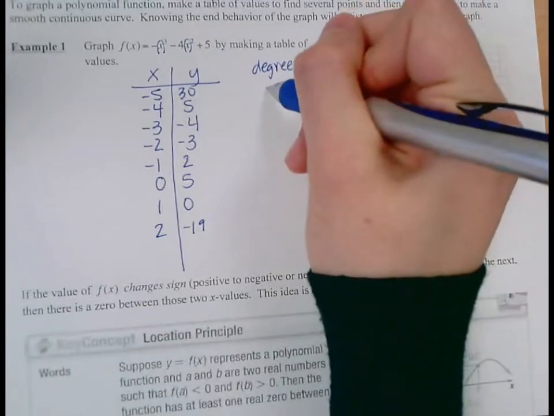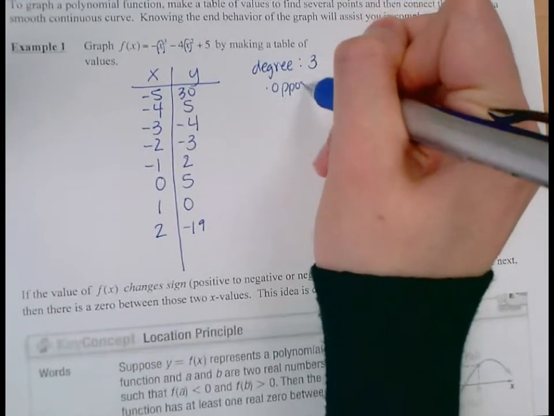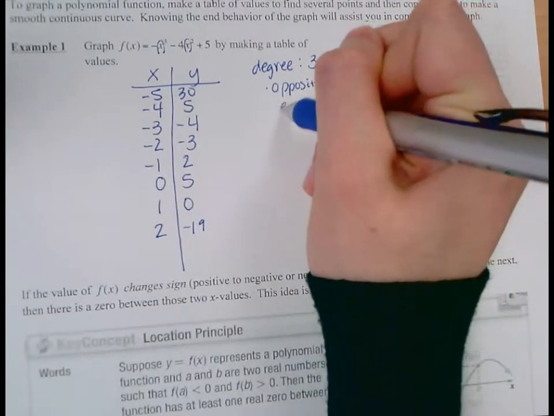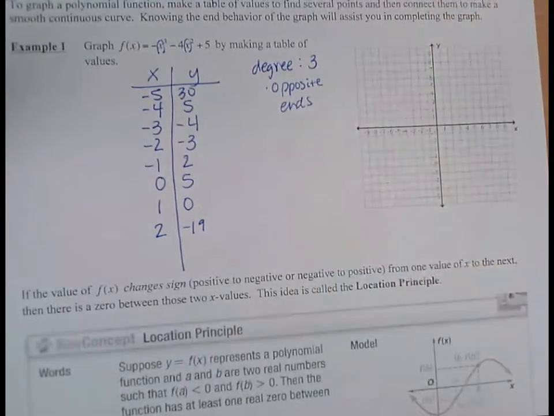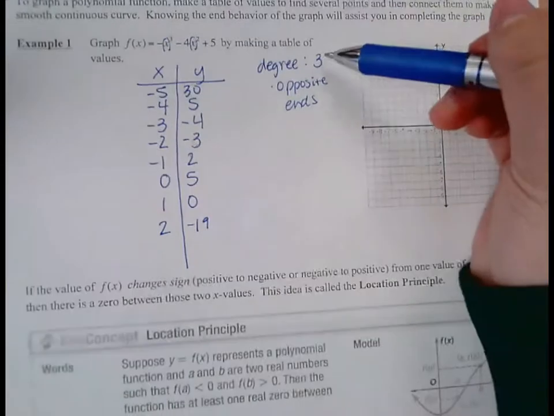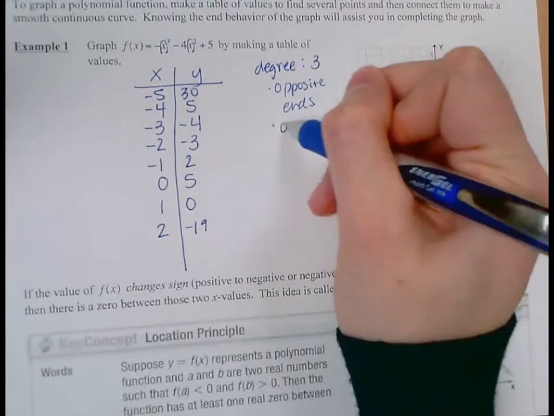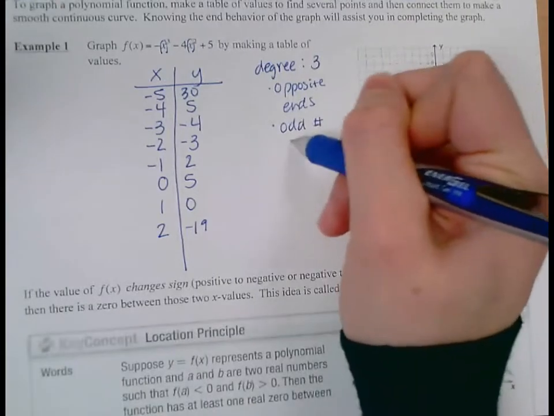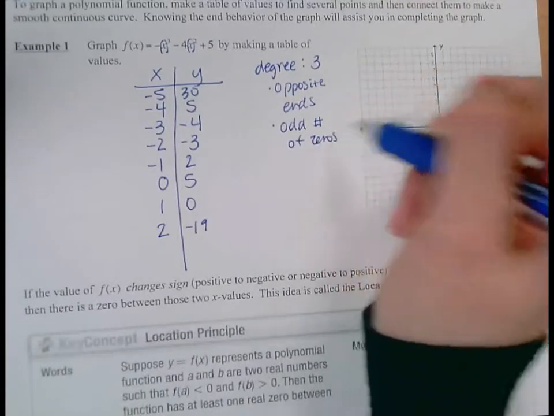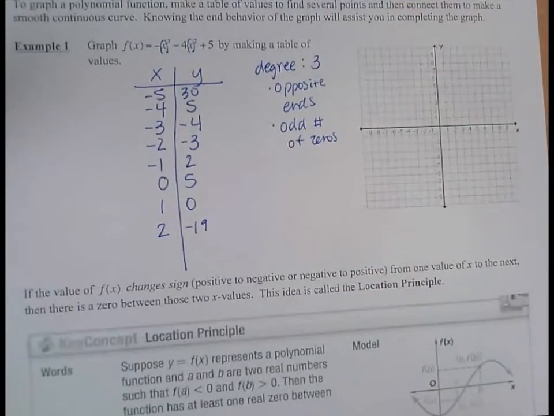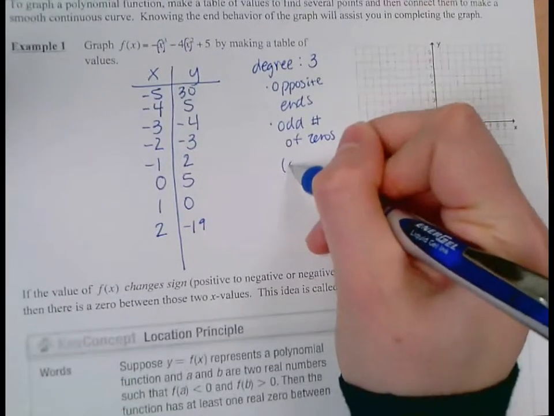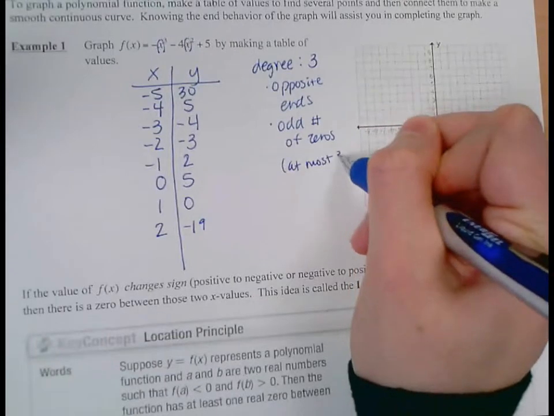Opposite. It's an odd degree, so I should have opposite end behavior. I'm just going to put opposite ends. In terms of zeros, the most I should have is 3, but I should for sure have an odd number of zeros or x-intercepts. So I'll put at most 3.